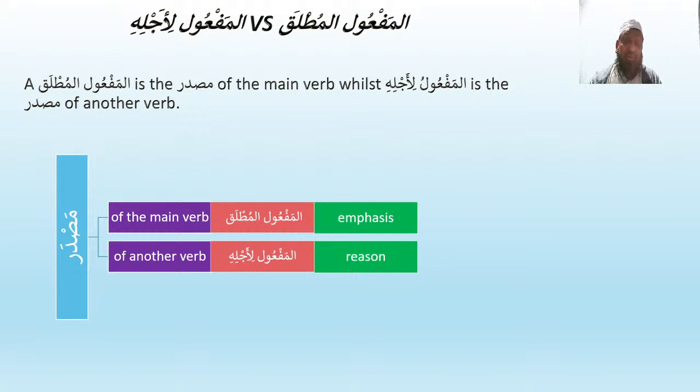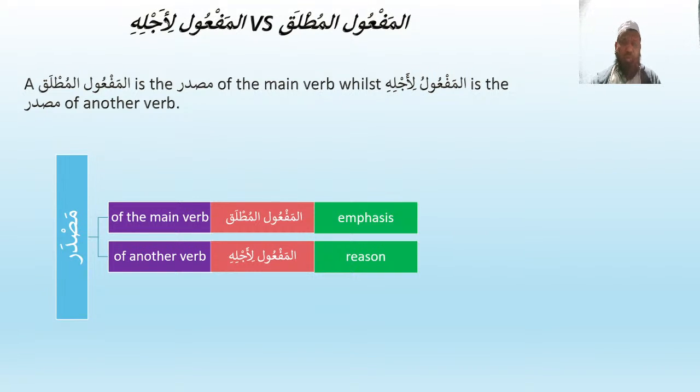Maf'ulun mutlaq is the masdar of the main verb. Any ism we see in the sentence that we know is a masdar, not a solid ism, not the name of things, and not an adjective, it tells the meaning of the name of an action. That's called masdar. And if this masdar is the masdar of the same verb in the sentence, then it is called al-maf'ul al-mutlaq. Al-maf'ul li-ajlih is the masdar of another verb. So the masdar is there, but the verb is different. That is called al-maf'ul li-ajlih.